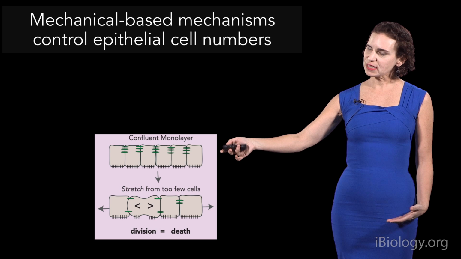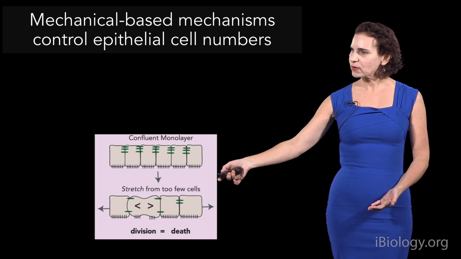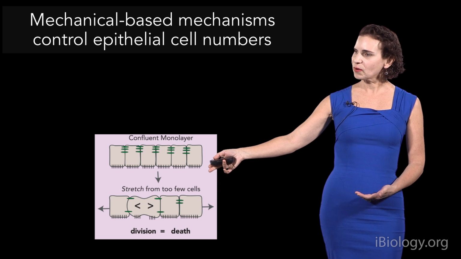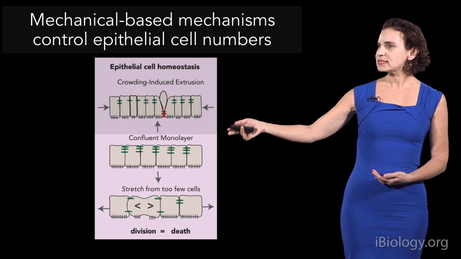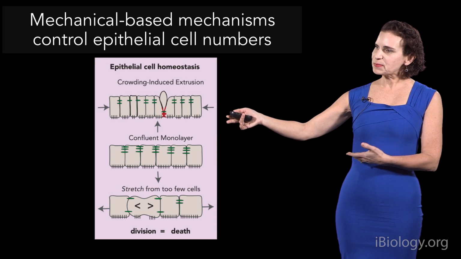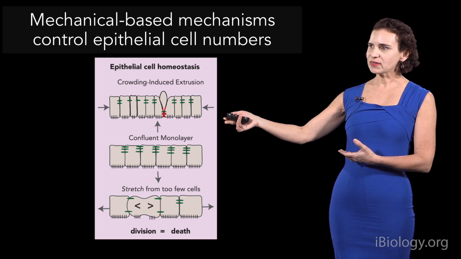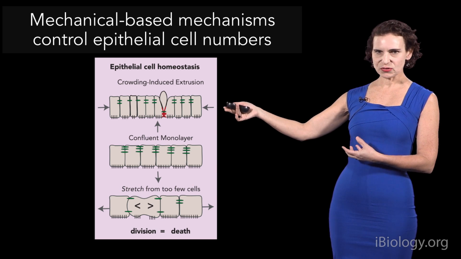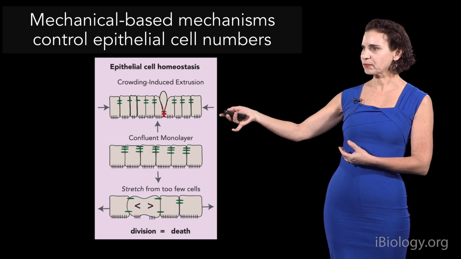If there are suddenly too few cells, from other cells dividing, they'll experience stretch, which will activate these cells to go on to divide. Now, what I'll tell you about in the next segment is that when cells experience crowding, the opposing kind of mechanical tension, this will activate cells to undergo apoptosis or cell death through a process that we've identified called cell extrusion.